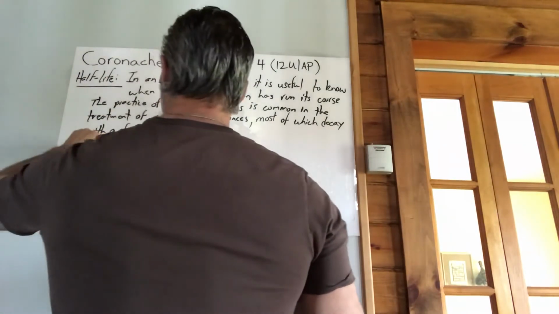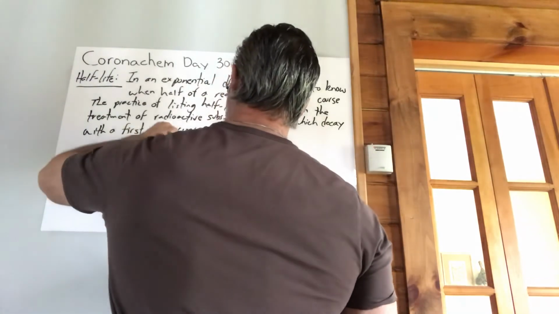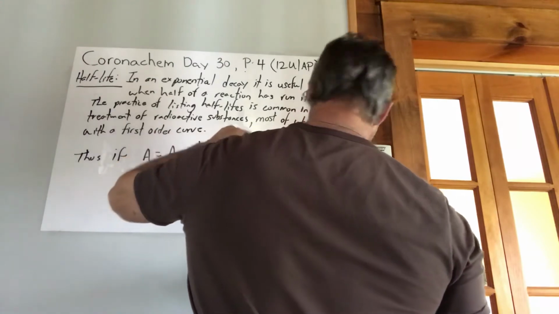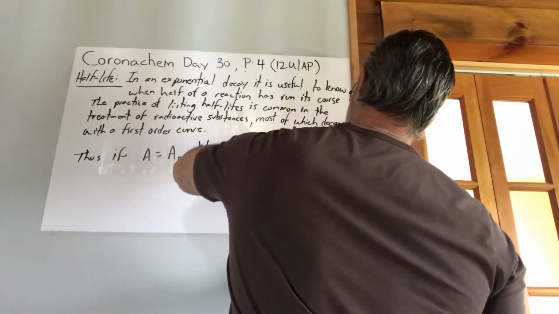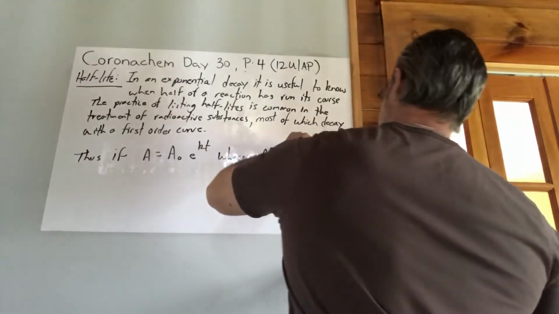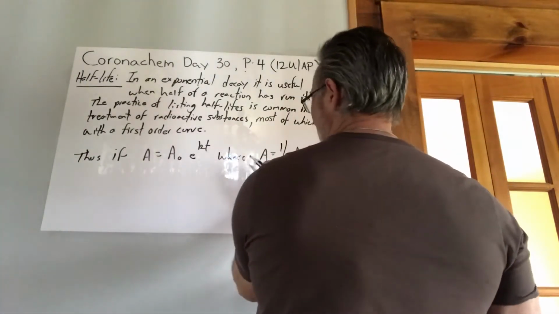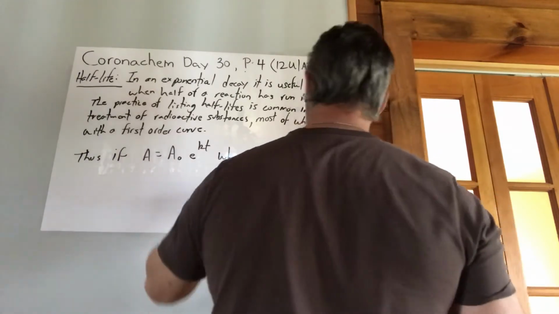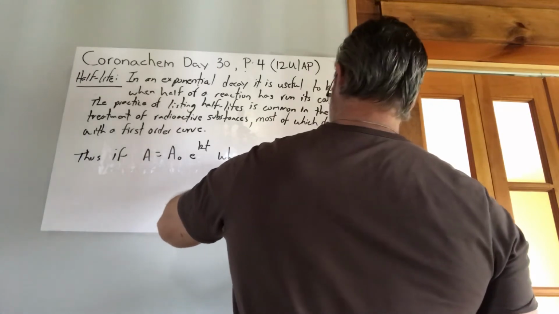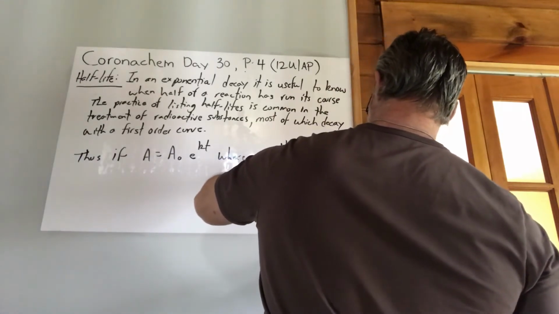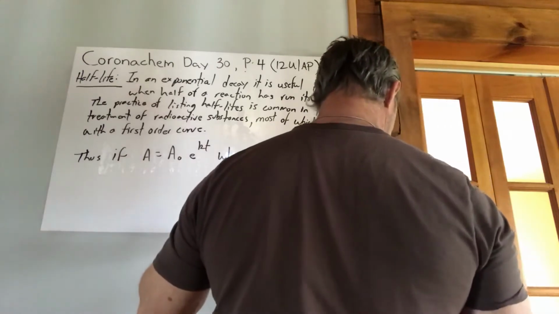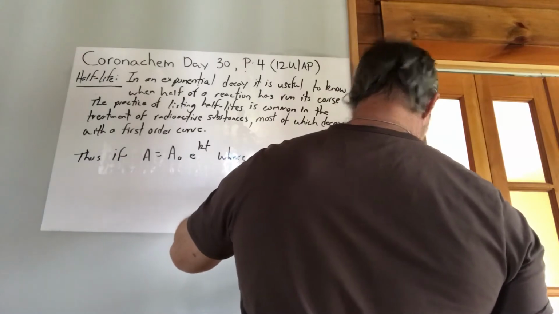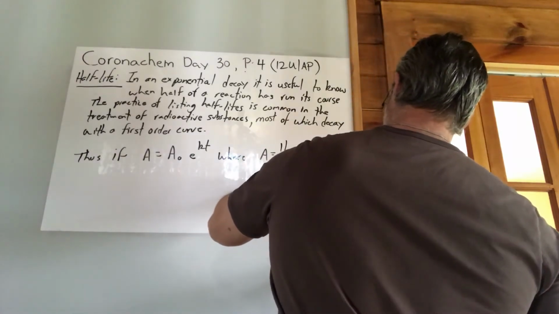Thus, if A is equal to A naught e to the kt in a first order decay, where A is equal to 1/2 A naught, and that's the half-life. At the half-life, half the stuff is used up. So that's what we're talking about, half-life. And k is a negative number because that's what you have with decay, because it represents a decay.